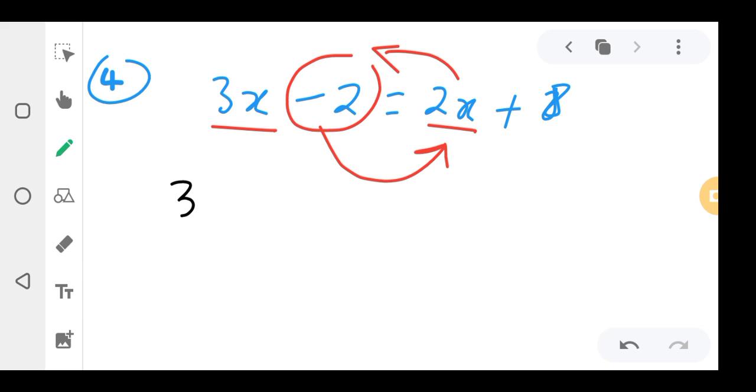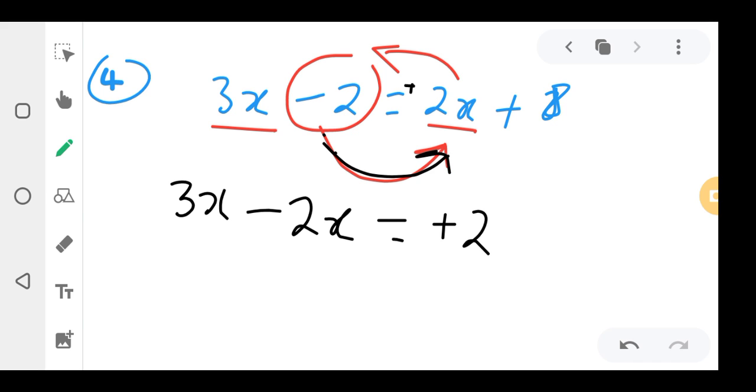So your 3x will stay here. The 2x here is positive; if you haven't written a sign for it, it's positive. So when positive 2x crosses, it becomes negative 2x. Then there is the negative 2. When negative 2 crosses this side, it becomes positive 2. And then there's also positive 8, which I bring to this side.